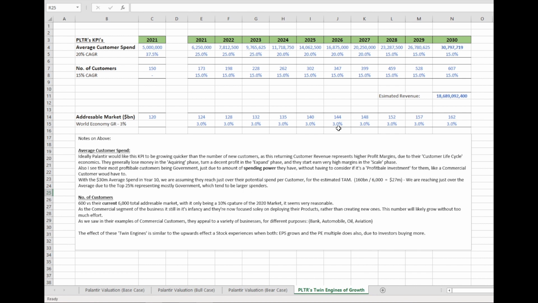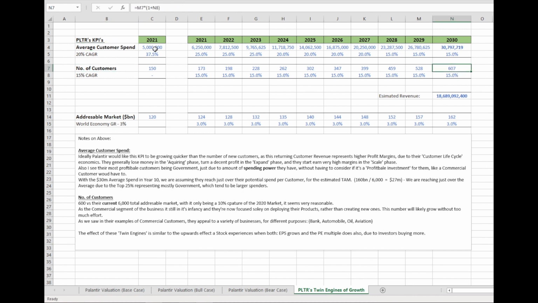Firstly, just tying up some loose ends in the valuation process, I just wanted to show you this here. These are what I call the twin engines of growth for Palantir. I feel these are Palantir's most important KPIs outside of the income and cash flow statement. Now, they seem pretty basic. Average customer spend, number of customers seems fairly obvious, but behind all those complex products and services, there are fairly straightforward financials and KPIs that are going to drive the company's success.